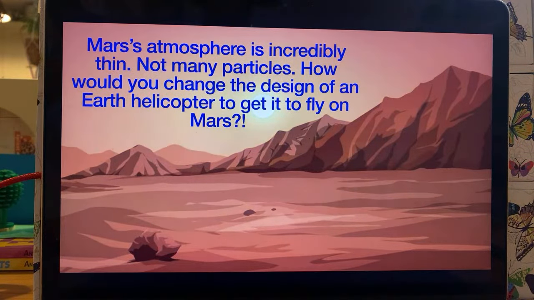Right, final question before we go. Well, last thing to learn, and then I've got a little tiny multiple choice quiz for you. Mars's atmosphere is incredibly thin. There are not many particles hovering above Mars. Its atmosphere is 99% thinner than Earth's atmosphere. How would you change the design of an Earth helicopter to get it to fly on Mars?